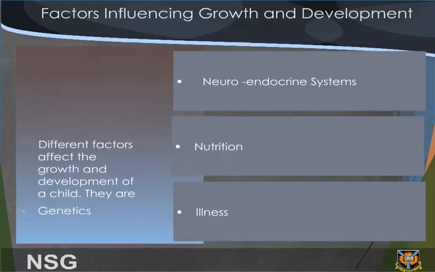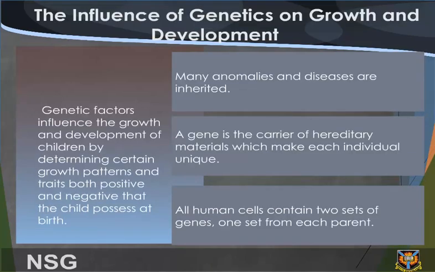Factors influencing growth and development. Different factors affect the growth and development of a child. They are genetics, neuroendocrine systems, nutrition, illness. The influence of genetics on growth and development. Genetic factors influence the growth and development of children by determining certain growth patterns and traits, both positive and negative, that the child possesses at birth. Many anomalies and diseases are inherited.